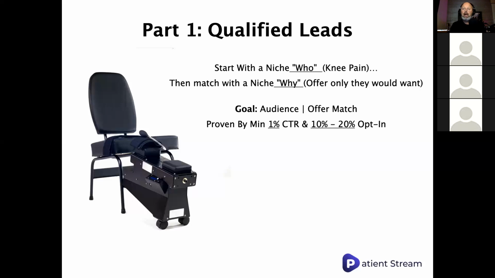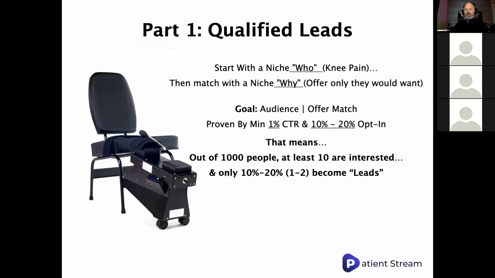All right. And we can prove that by the numbers, a 1% click-through rate and a 10 to 20% opt-in rate. Now, what do those numbers mean? This might be kind of surprising to some of you, just because if you think about it, it's such a low barrier, but it's also such a specific barrier.